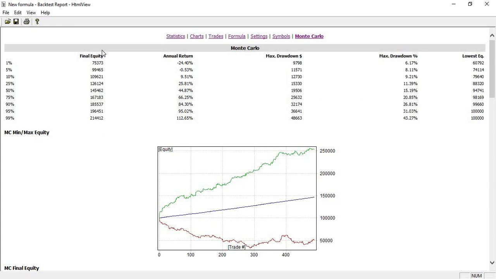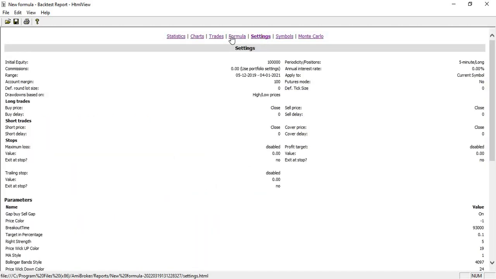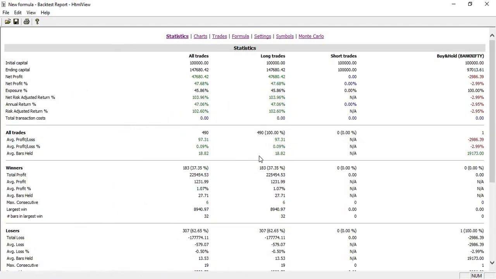This report is really handy because we have everything in one place. You have the formula, you have the symbols that you have used, you have the settings you have selected, you have the list of trades that got generated, what the overall results are, and what the various possible simulations are. All of these are available in one single report, which is also an HTML view.